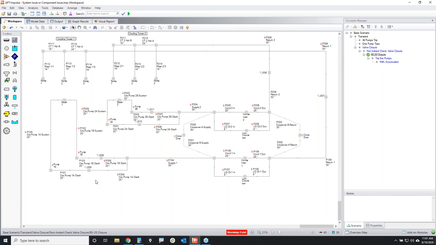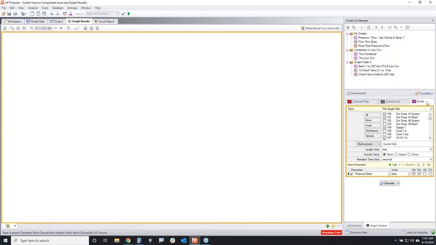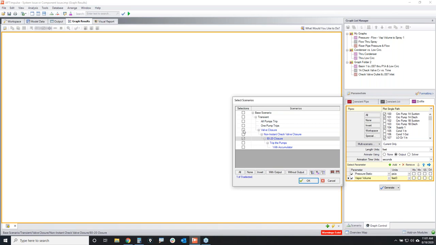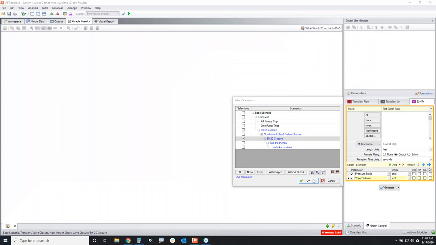So I'm going to go ahead and plot the same flow path here. And I'm going to go to my graph results tab. I'm going to look at my profile plot here. And I'm going to look at just pressure and vapor volume. But let's go ahead and look at some different scenarios. Let's look at the worst case and the 80-20 closure. I'm not going to show the non-instant check valve closure because that's actually being used in this scenario. So that's using the same non-instantaneous check valve closure.